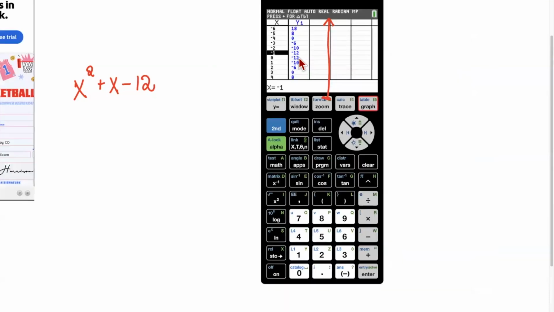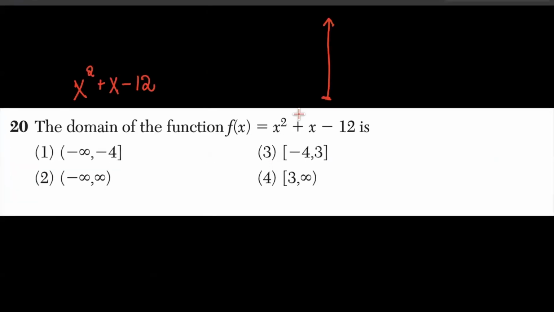Okay, but we're going into more depth than we need to for this specific question. It's a quadratic function. It's talking about domain. So that's going to be for all real numbers between negative infinity and positive infinity.